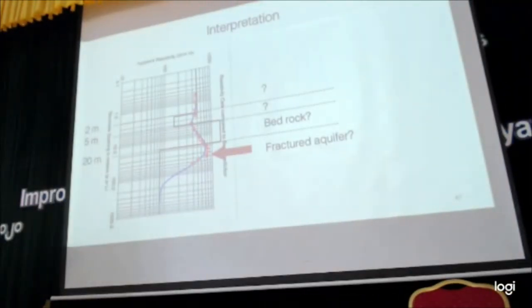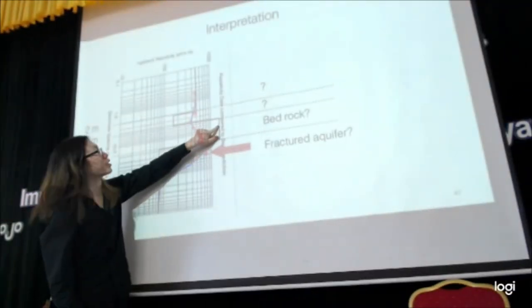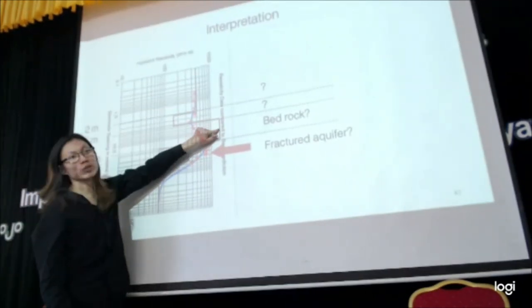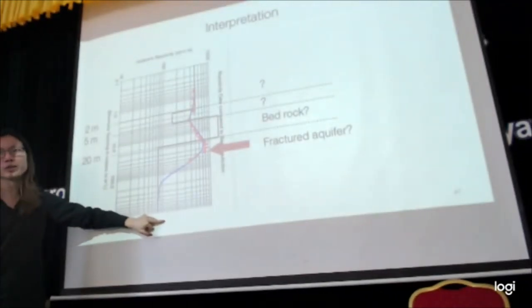So we took this and then we just turned it. Our interpretation is that there's a very high resistivity layer here. The value is maybe 2,000 ohm-meters. We think it is a bedrock, possibly. And the bedrock is from approximately 5 to 20 meters underground. And then below 20 meters, possibly there's a fractured aquifer with the lower value of 70 ohm-meters.